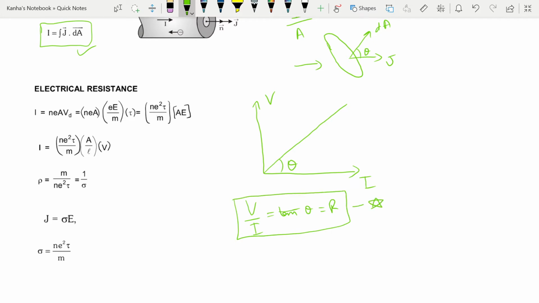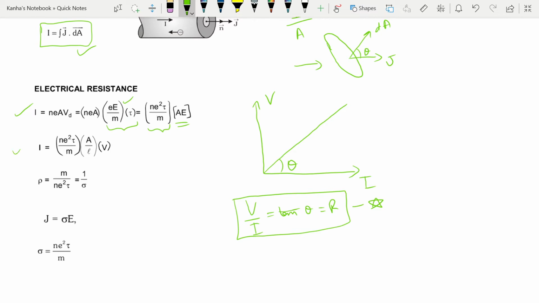Okay, if I talk about this microscopically, I can see this very clearly. I had I is equal to NEA VD. Now I just substituted the value of the magnitude of VD here, so it's E times E by m times tau. Then I club the terms together: N E square tau by m into A E.